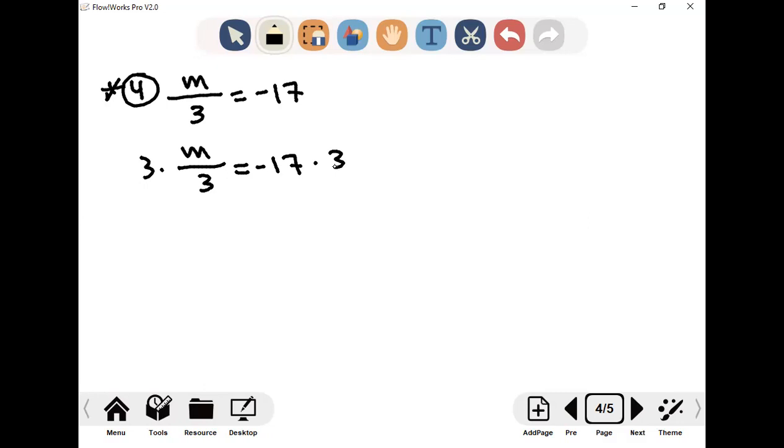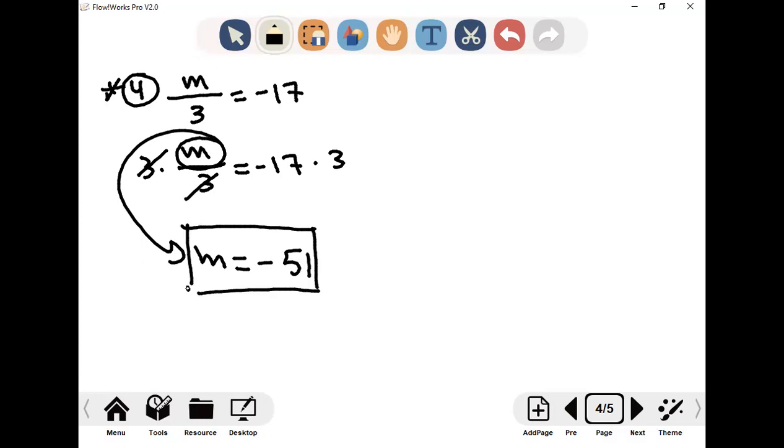Now we cross the 3 up and down. You can cross them. M equals, and do the division. Negative by positive is negative. 17 times 3 is 51. So the number which is divided by 3 and the answer is negative 17 is negative 51. Done?